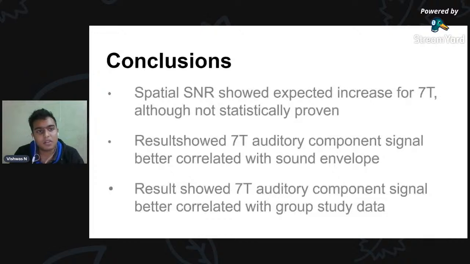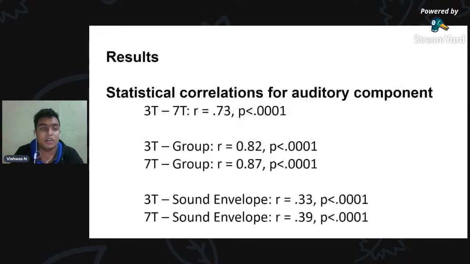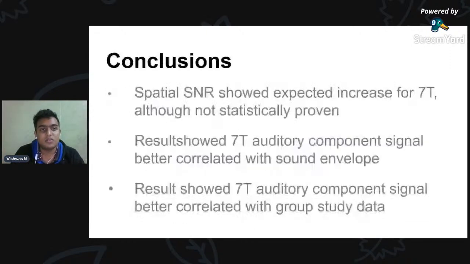So now when we come to the conclusion, spatial signal to noise ratio is expected to increase for 7 Tesla, although it's statistically proven through the results here. So there is a result shown, sorry for my typos. The result shown here is that the 7T auditory component signal is better correlated with the sound envelope. There is correlation and decorrelation at the end of the day, which comes into the picture. So do check it out.